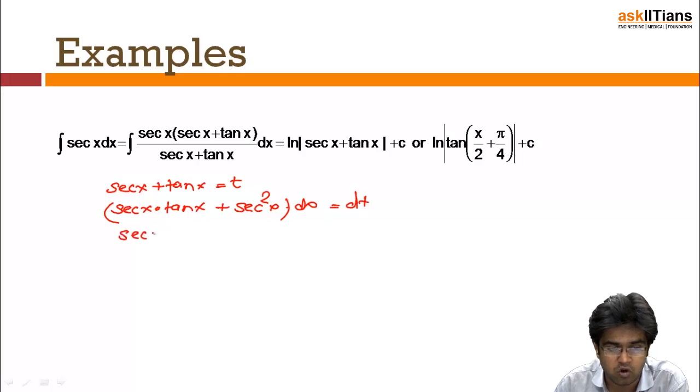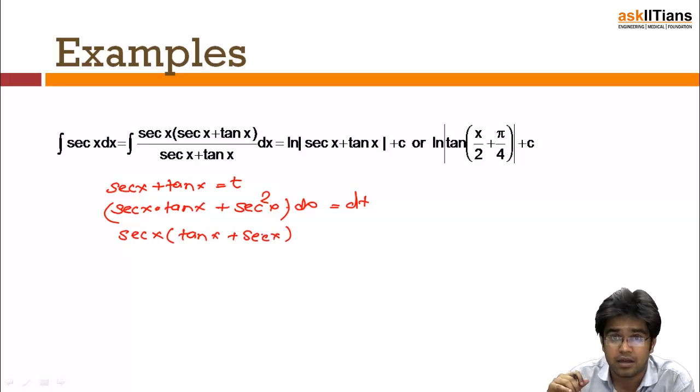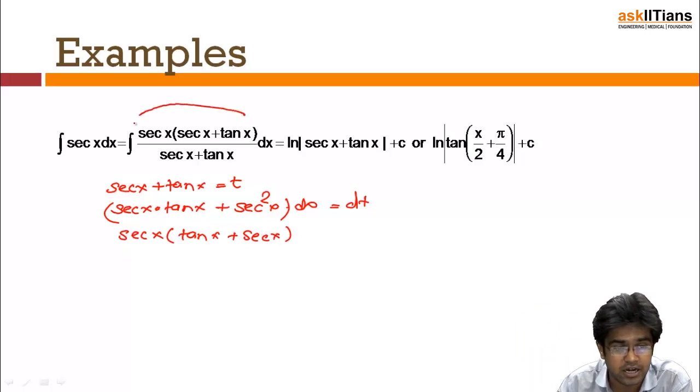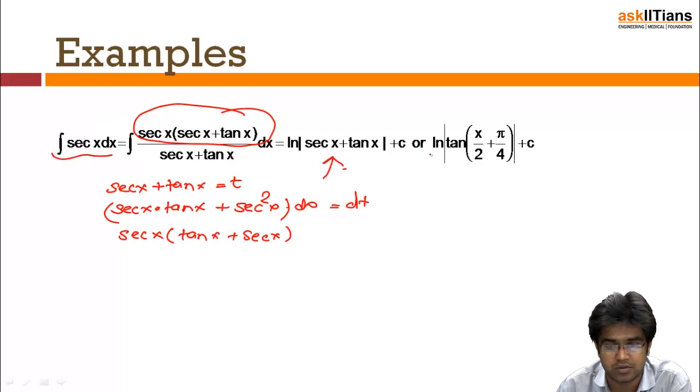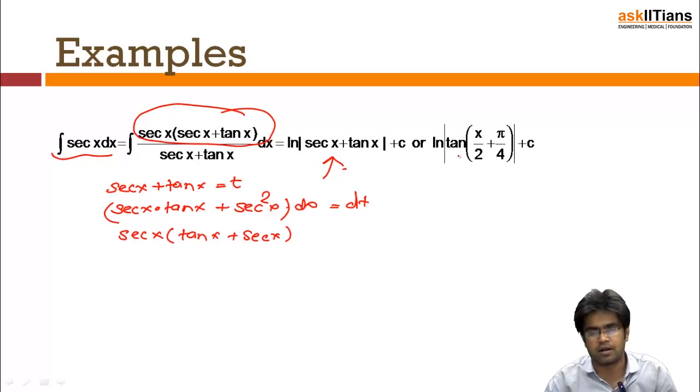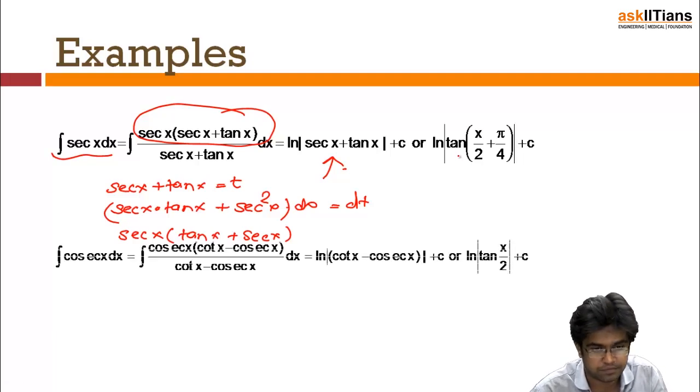If I take one sec x common, then sec x (tan x plus sec x). Look, I smartly placed t by dividing and multiplying such that dt is available. So now instead of integrating sec x, we are going to integrate 1 upon t, that is again ln of sec x plus tan x. So remember that the integration of sec x is log of sec x plus tan x, or if you simplify it, then it will become log tan of (pi/4 plus x/2), using the half angle formula. Because what you can do is write sec x as cosec of (pi/2 minus x) and then integrate.